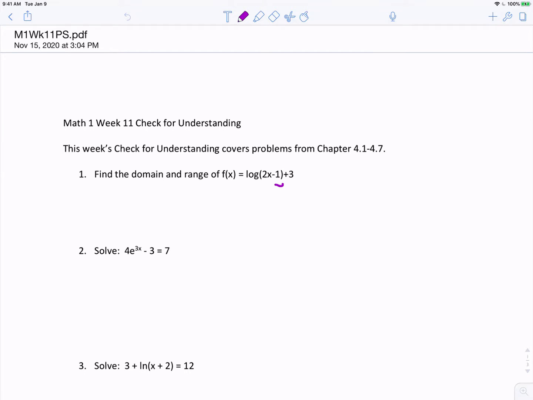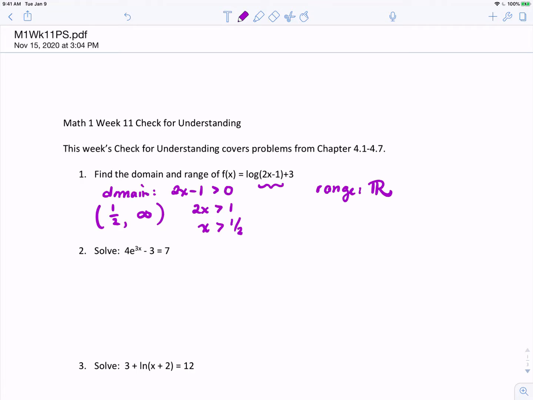The log function is defined only for numbers which are greater than 0. So we know that for the domain, 2x - 1 must be greater than 0. If we solve that, we'll see that x has to be greater than 1/2. So the domain is x greater than 1/2, or in interval notation, the open interval from 1/2 to infinity. And the range is all real numbers.